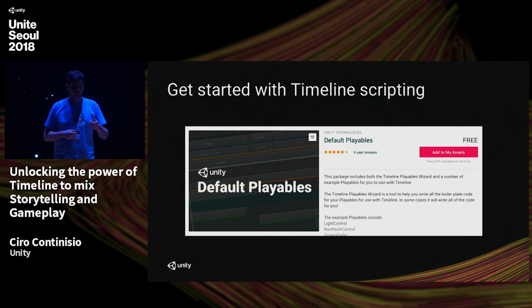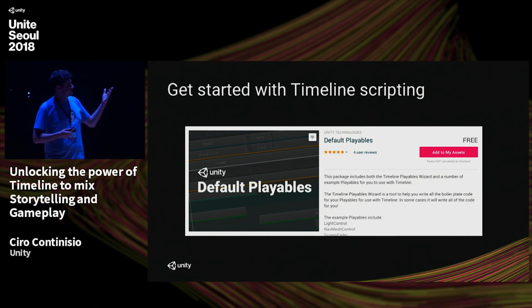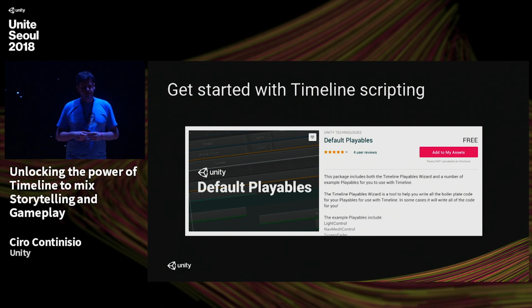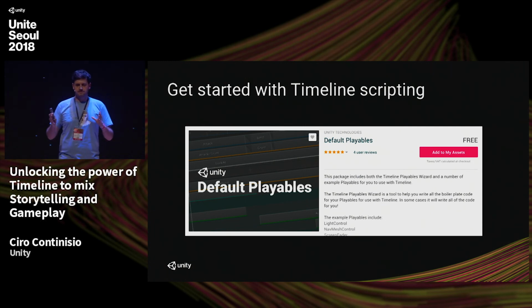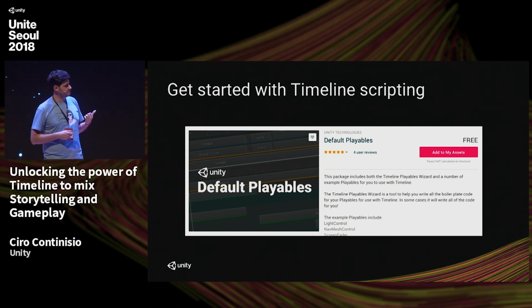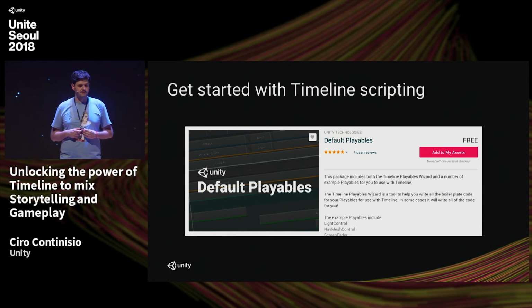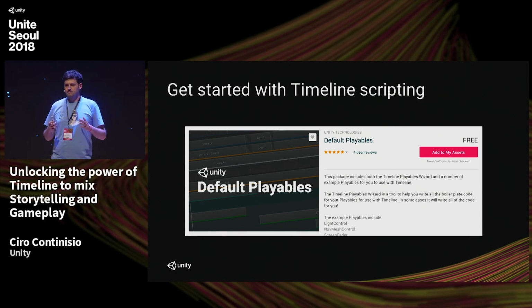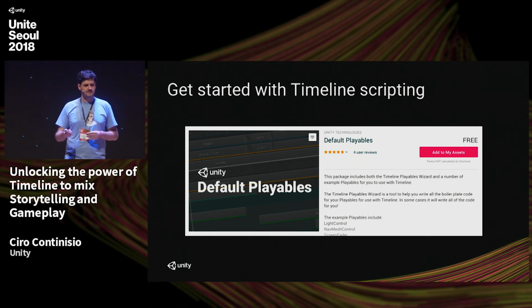And the default playables asset contains some default custom tracks that you can look at, and then it has a wizard. So it's a window that you can open, and it allows you to create custom tracks very easily. You provide a name, you provide what you want to animate, and then it creates the scripts for you. And this is a very good resource for starting to script the timeline, because once the wizard has created those custom tracks for you, you can go in and customize them quite easily, and you also understand how they work.